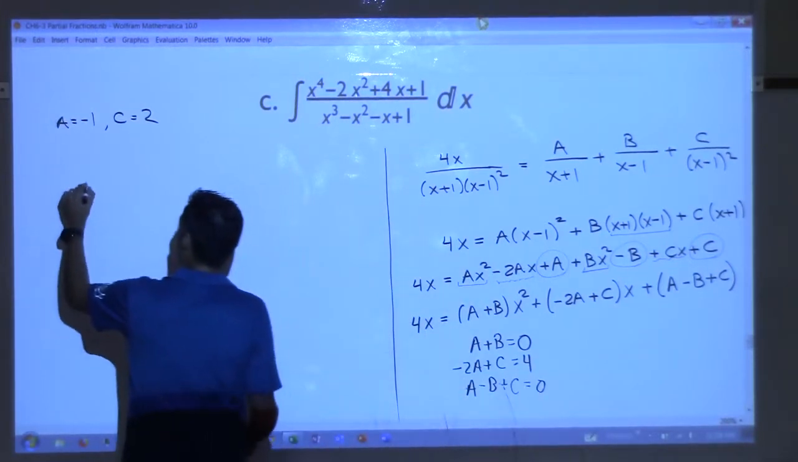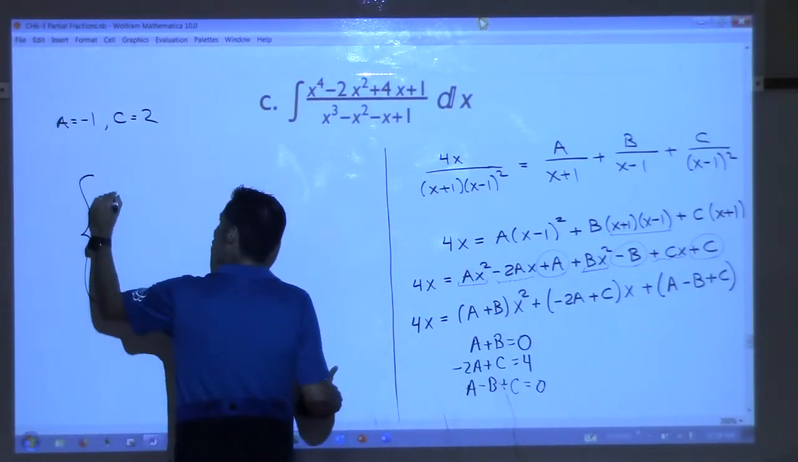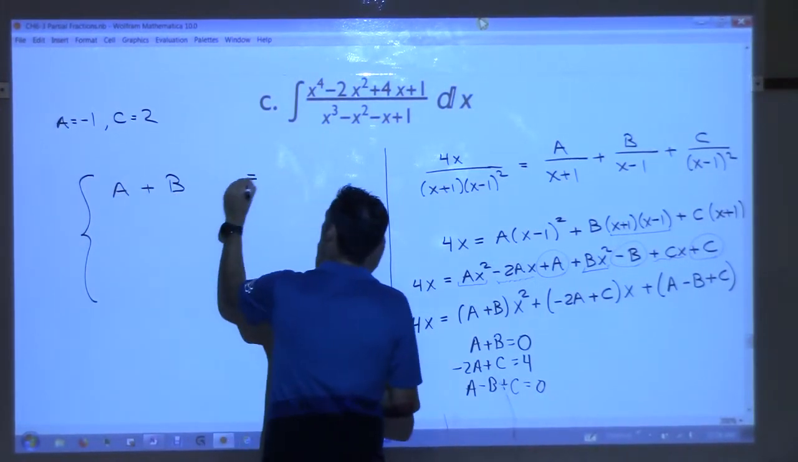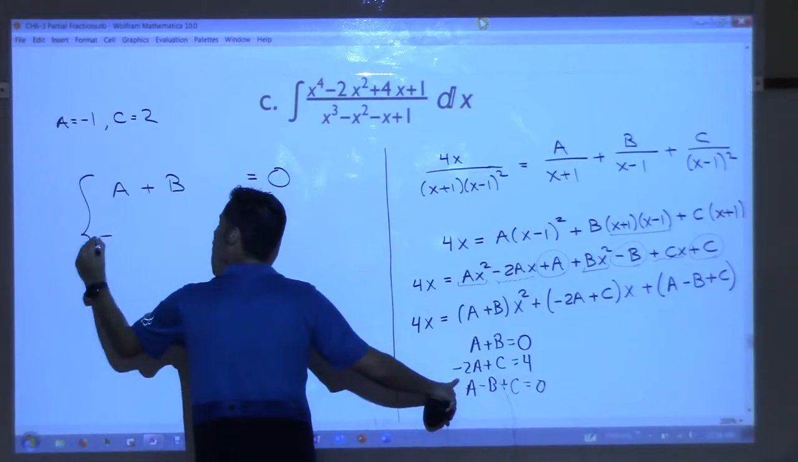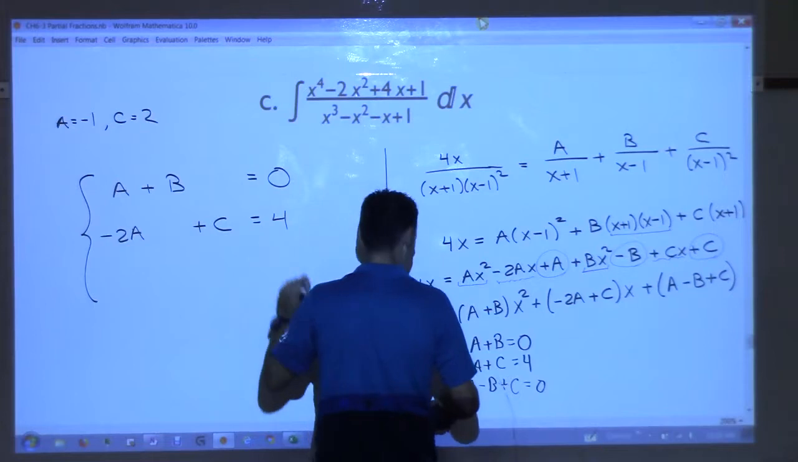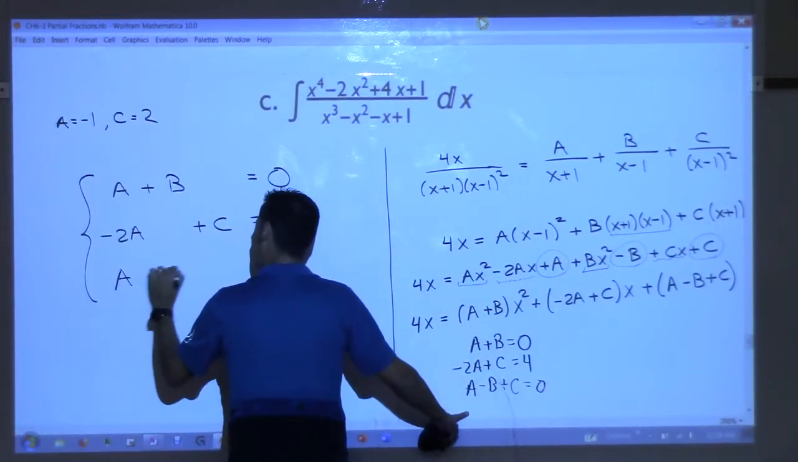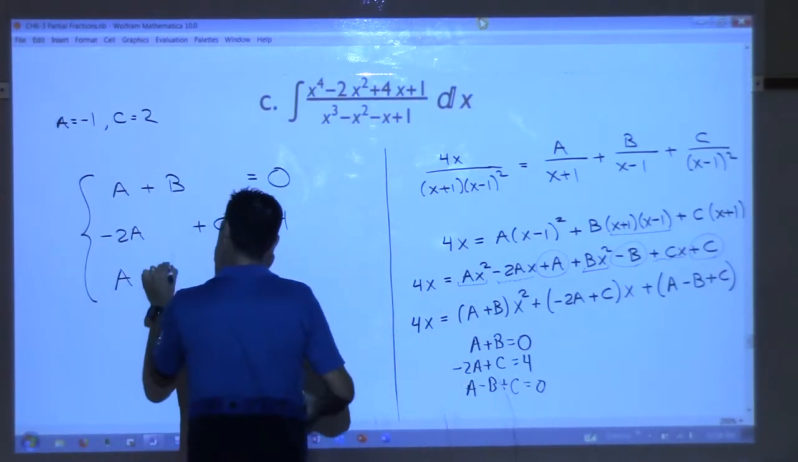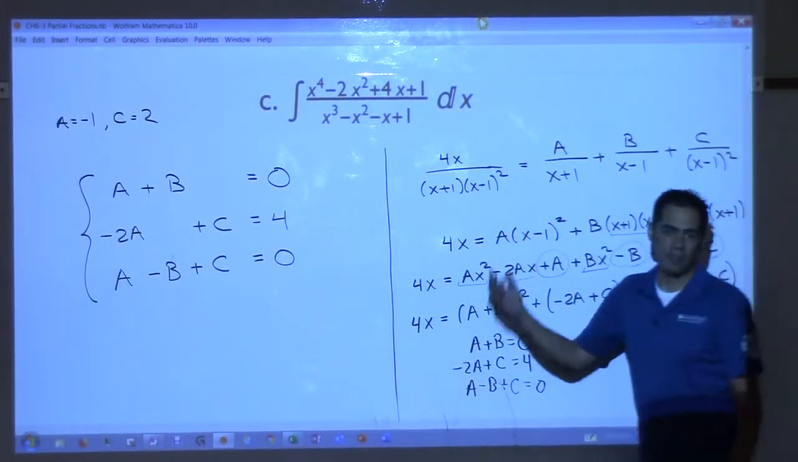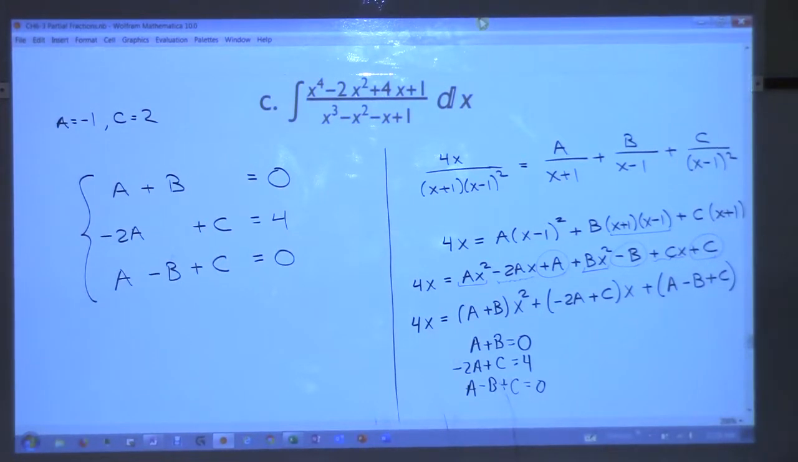Okay, so as a system of equations, it looks like this. We have a plus b equals 0. And then we have negative 2a plus c equals 4. And then we have a minus b plus c equals 0. So that's, if we would have done the long method, that's where we would have been, right? And then we would have had to solve that system of equations. 3 equations, 3 unknowns, right?